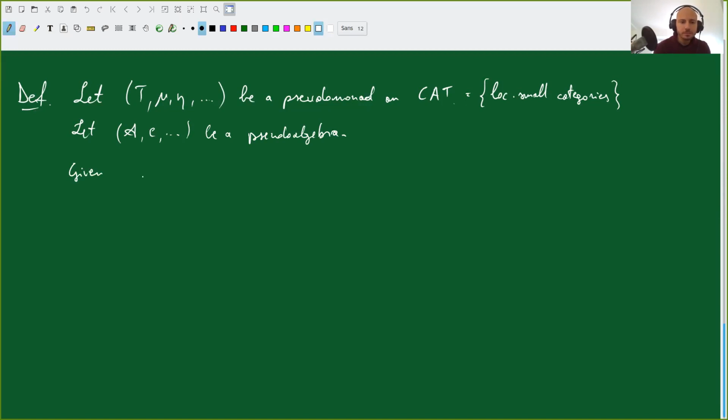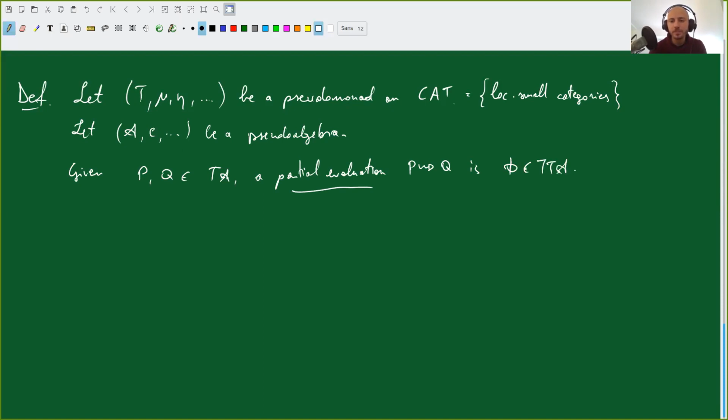Now, given some, let's say, P and Q objects of TA, a partial evaluation from P to Q is some, let's say, phi in TTA, an object, such that mu of phi is isomorphic to P, and TE of phi is isomorphic to Q. Okay, so just like before, but now up to isomorphism.